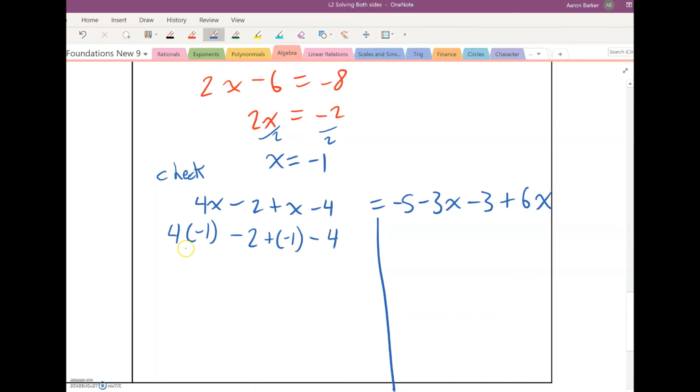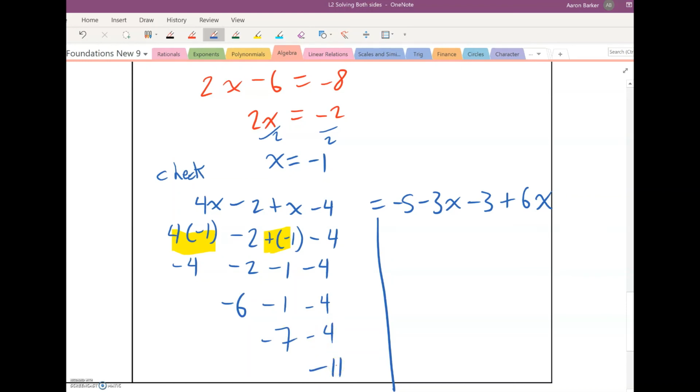Okay, so you multiply those: -4 minus 2 minus 1 minus 4. So what I just did simply is I did this multiplication and I fixed my signs. So -4 minus 2 is -6, minus 1 minus 4, -7 minus 4, -11.